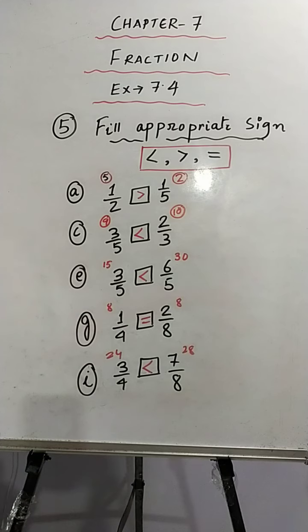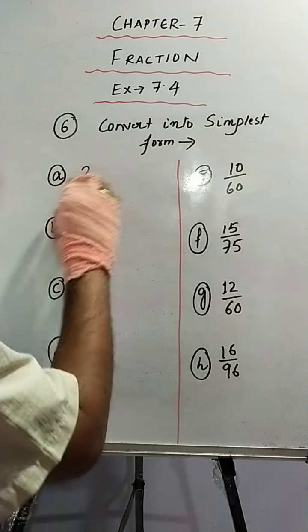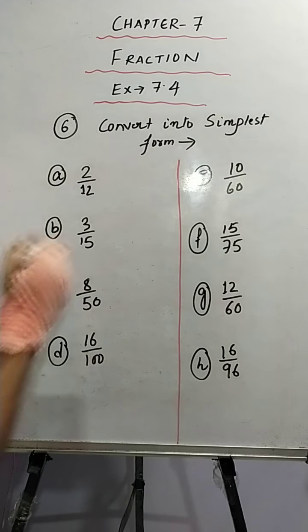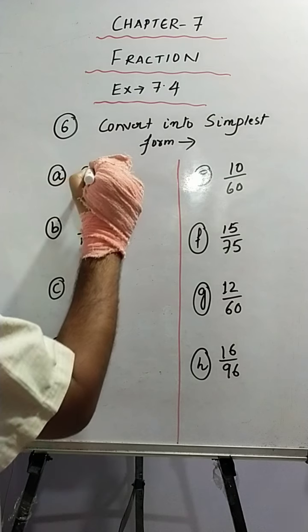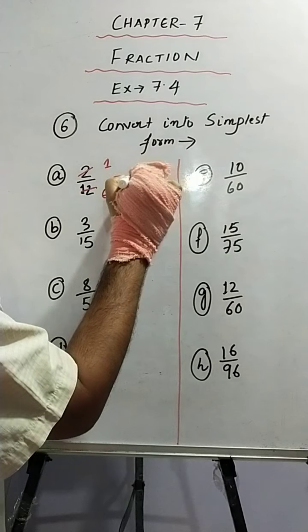Okay, students, now let's move on to sum number 6. In question number 6, we have to convert all the required fractions into the simplest form. What is the simplest form? This we have discussed in my previous video: you have to convert the fraction into such a form that the numerator and the denominator have only 1 as a common factor. So we have to reduce the numerator and the denominator. 2 by 12 can be reduced by 2. 2 ones are 2, 2 6s are 12. So the answer is 1 upon 6.